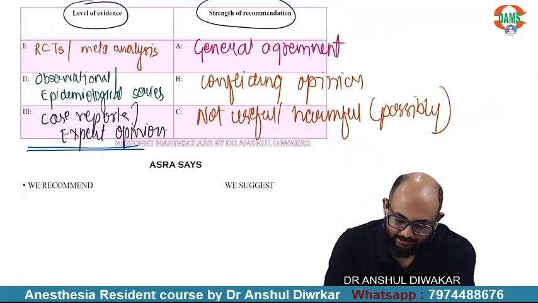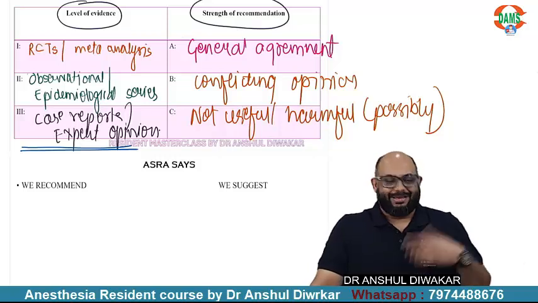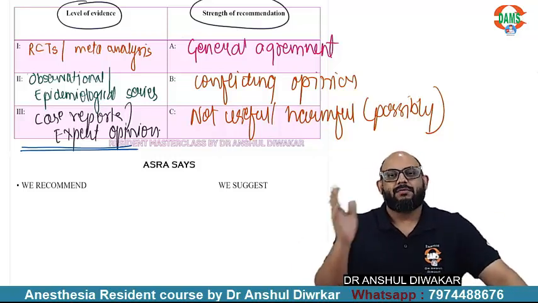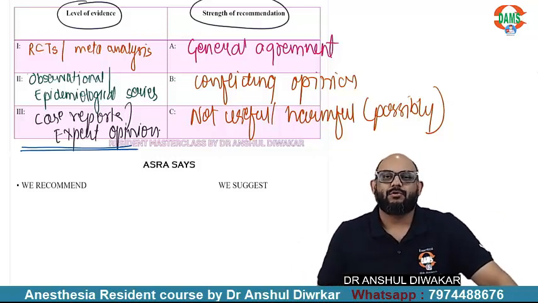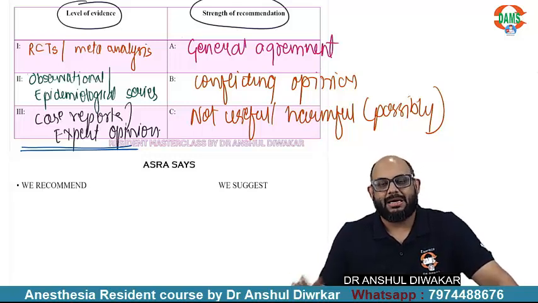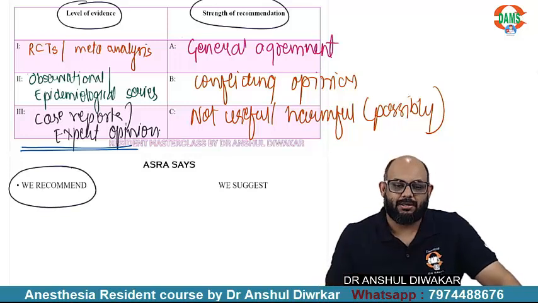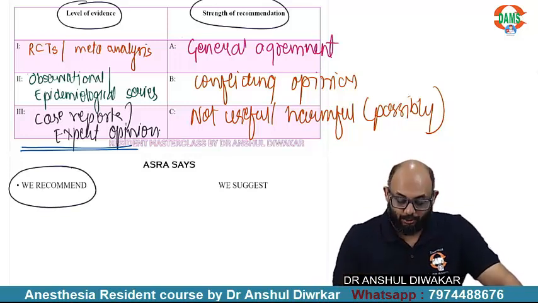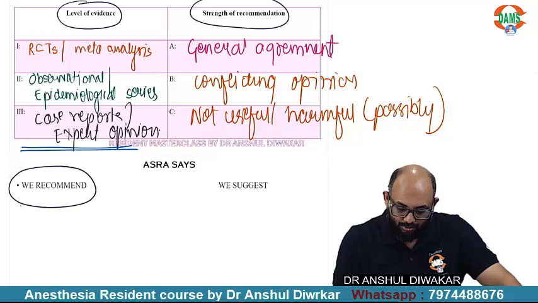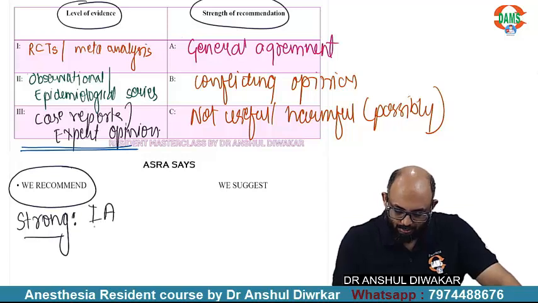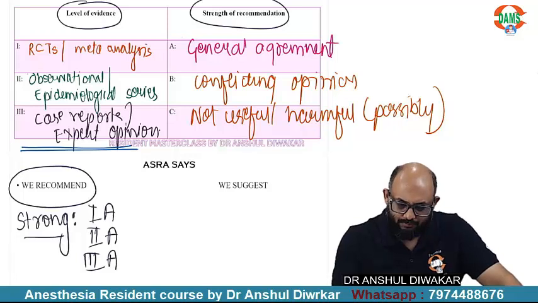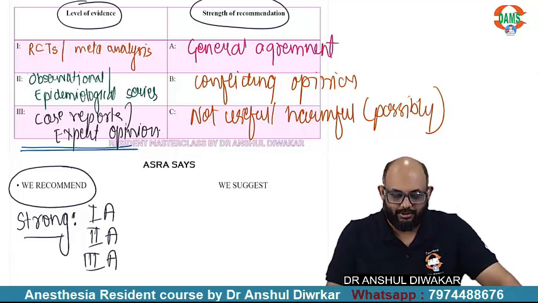So why am I telling you? Because in a guideline, any guideline, they will always tell you what is the parameter they have used to give their recommendation. So when ASRA says we recommend, it is talking about more robust data. So when it says we recommend, it uses stronger level of evidence and strength of recommendation like 1A, 2A, 3A.